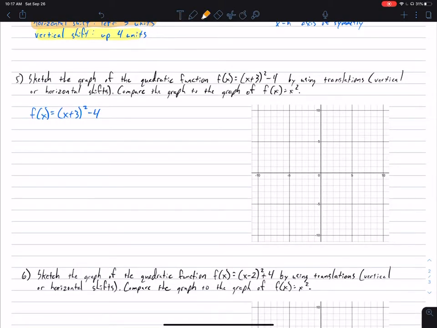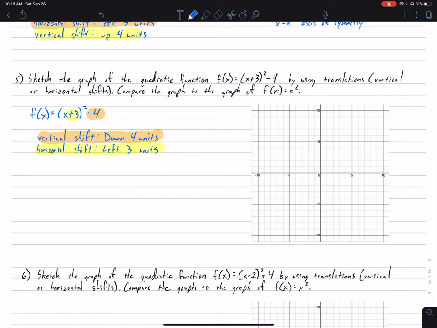Right. So this minus 4 tells me that there is a vertical shift, and that's going to go down 4 units. And then that plus 3 tells me that there's going to be a horizontal shift, and that is going to be the opposite of what it appears to be, so this is going to go left 4 units. Oh, sorry, 3 units. Left 3 units.